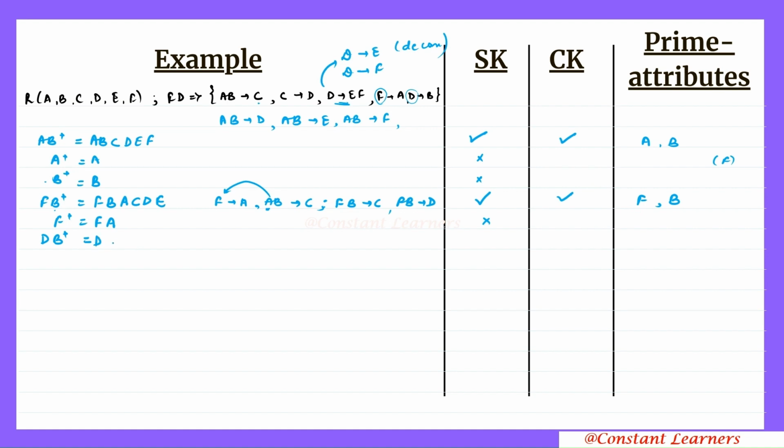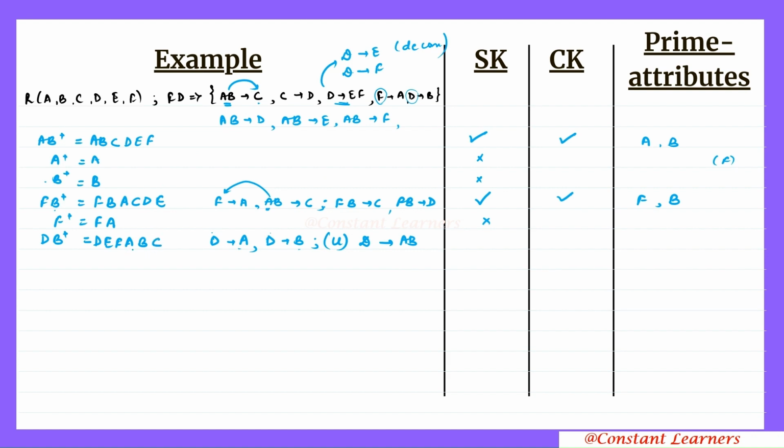D can determine itself. D can determine E and F, right? If D can determine F and F can determine A, that means D can also determine A as per transitivity property. D can determine A, and D can determine B. It is already given, right? Now, as per the union property, we can write that D determines both A, B, right? In the union property, if left hand sides are same, we can combine the right hand sides. Now, if D is determining AB and AB is determining C, we can write that D is determining C.